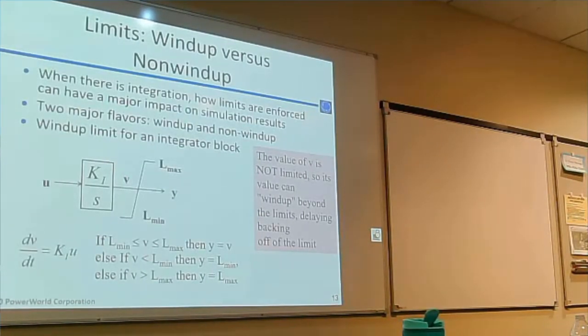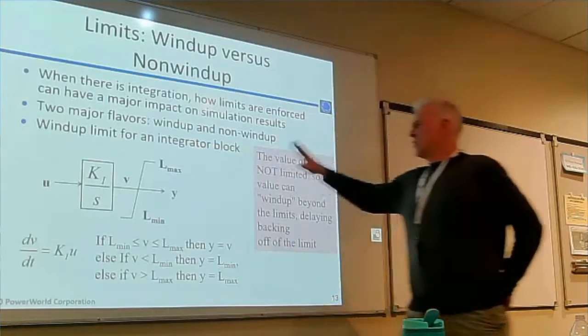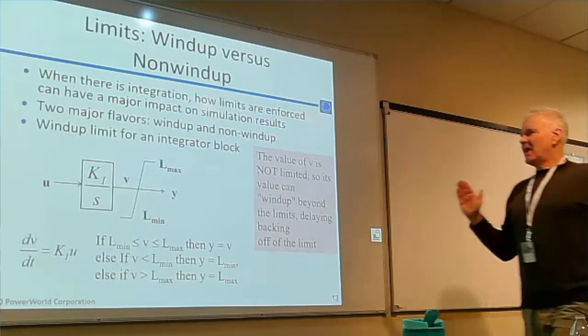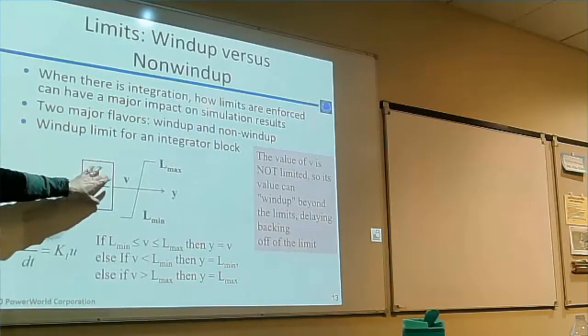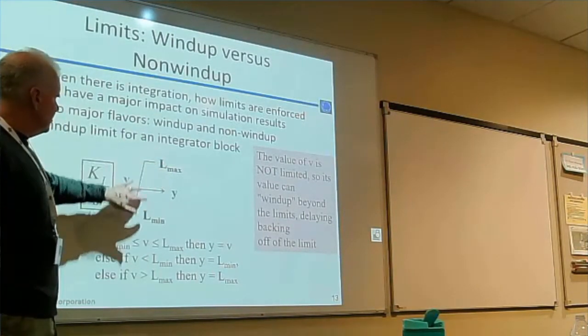A thing that can be a bit of an issue in coding is dealing with limits. With limits, there are two types: wind-up limits and non-wind-up limits. When there's an integration, how the limits are enforced can have a major impact on the simulation results. A wind-up limit for an integrator block would be shown like that in a block diagram. What a wind-up limit means is that when you've got an input U coming in and you're integrating it, V can get as big or as small as you want; there's no limit on V. A wind-up limit just limits the output.